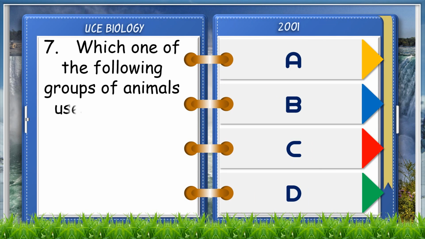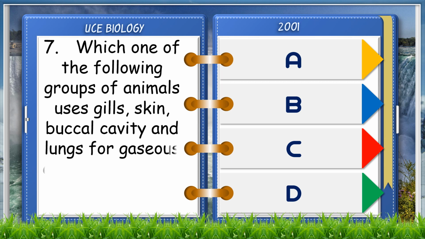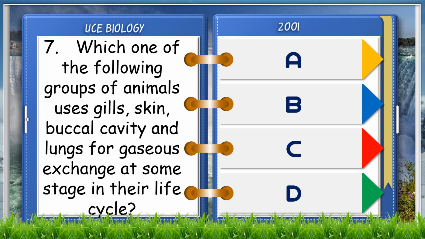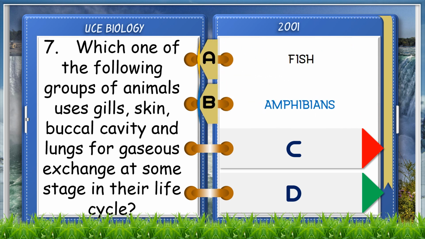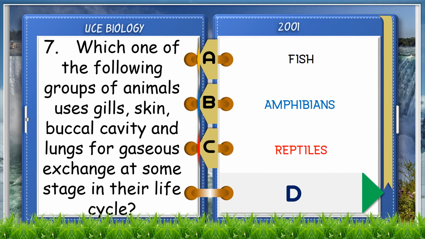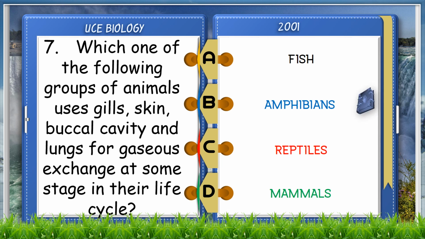Which one of the following groups of animals uses gills, skin, buccal cavity, and lungs for gaseous exchange at some stage in their life? A. Fish. B. Amphibians. C. Reptiles. D. Mammals. And the answer is B. Amphibians.